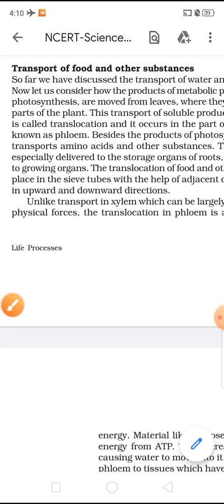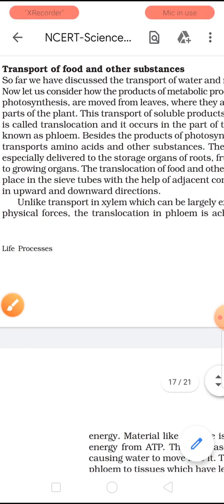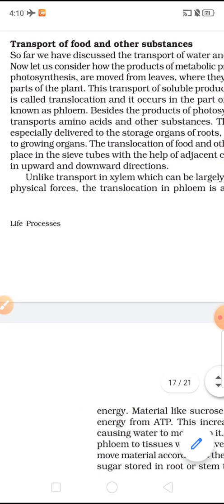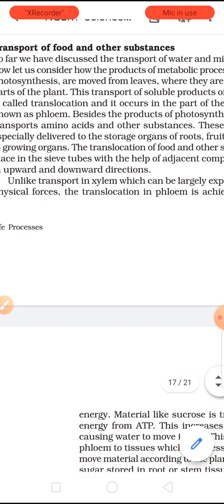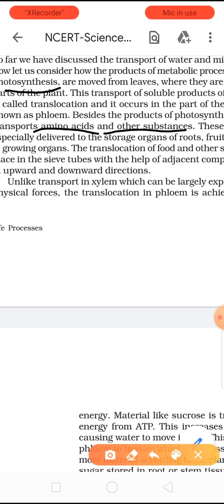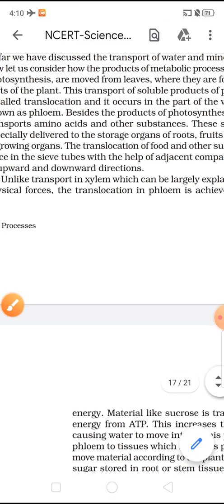Okay, let's move further. Besides the product of photosynthesis, the phloem transports amino acids and other substances. So what is being transported? One is the product of photosynthesis. Along with that, some amino acids and other substances are also being transported with the help of phloem. Okay, let's move further.